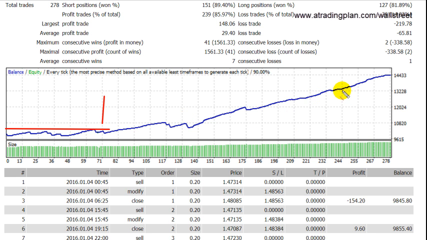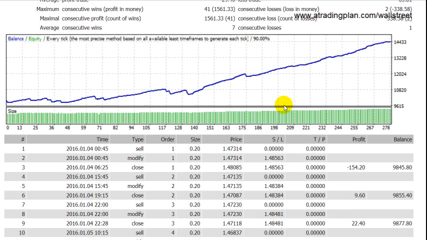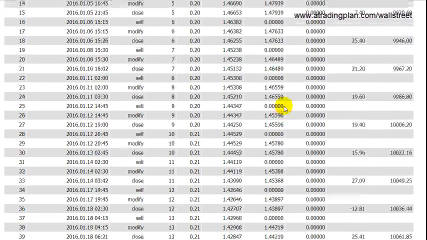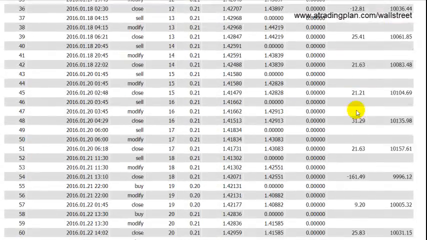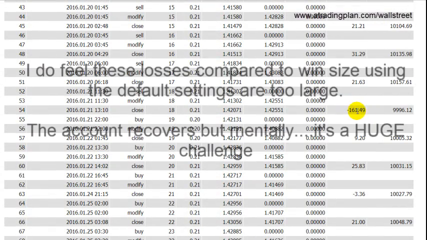This is a normal looking equity curve. This is what you should be expecting. But this is what traders do, and they'll get this peak here, they'll lose. They'll still be under, they'll lose. And then they'll bail out, and then price breaks out. This is what traders do. And then you get these small wins, and then you got these big loss of 161 way down here.